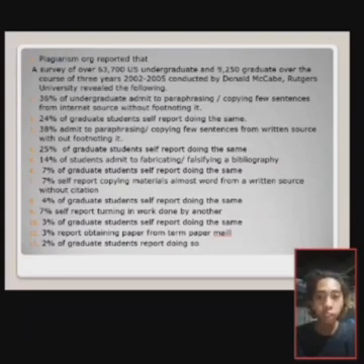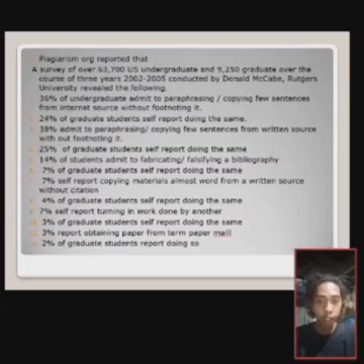24% of graduate students self-report doing the same. 38% admit to paraphrasing, copying a few sentences from written sources without footnoting it. Number 4, 25% of graduate students self-report doing the same. Number 5, 14% of students admit to fabricating or falsifying a bibliography.